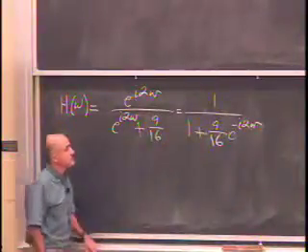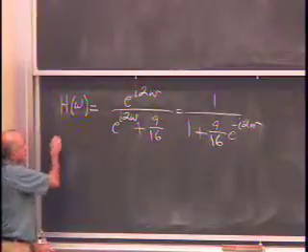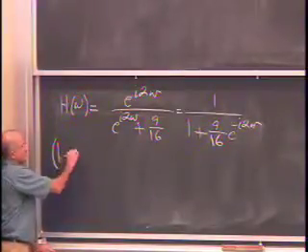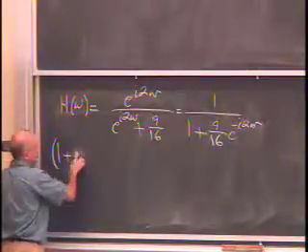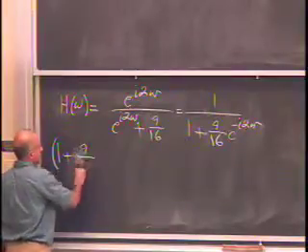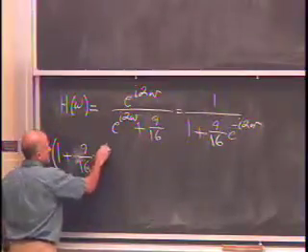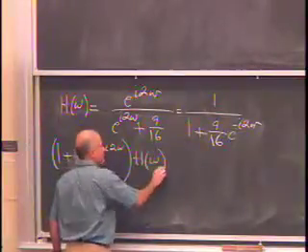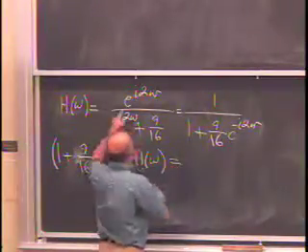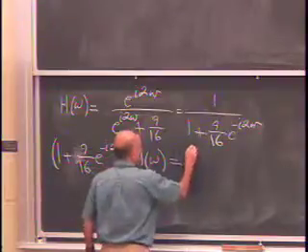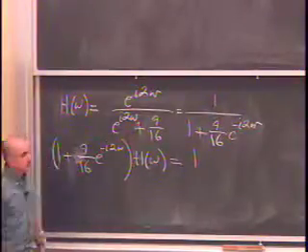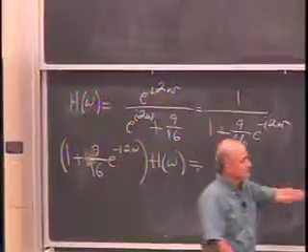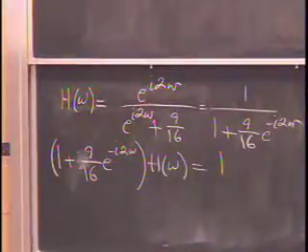So here, let me just group the terms for you just to give you a better idea. I have 1 plus 9 over 16 e to the minus I 2 omega, the whole thing multiplying H, is equal to 1. Over here, what did you have? 1 minus alpha e to the minus I omega, H, equals 1. So what's the difference equation?